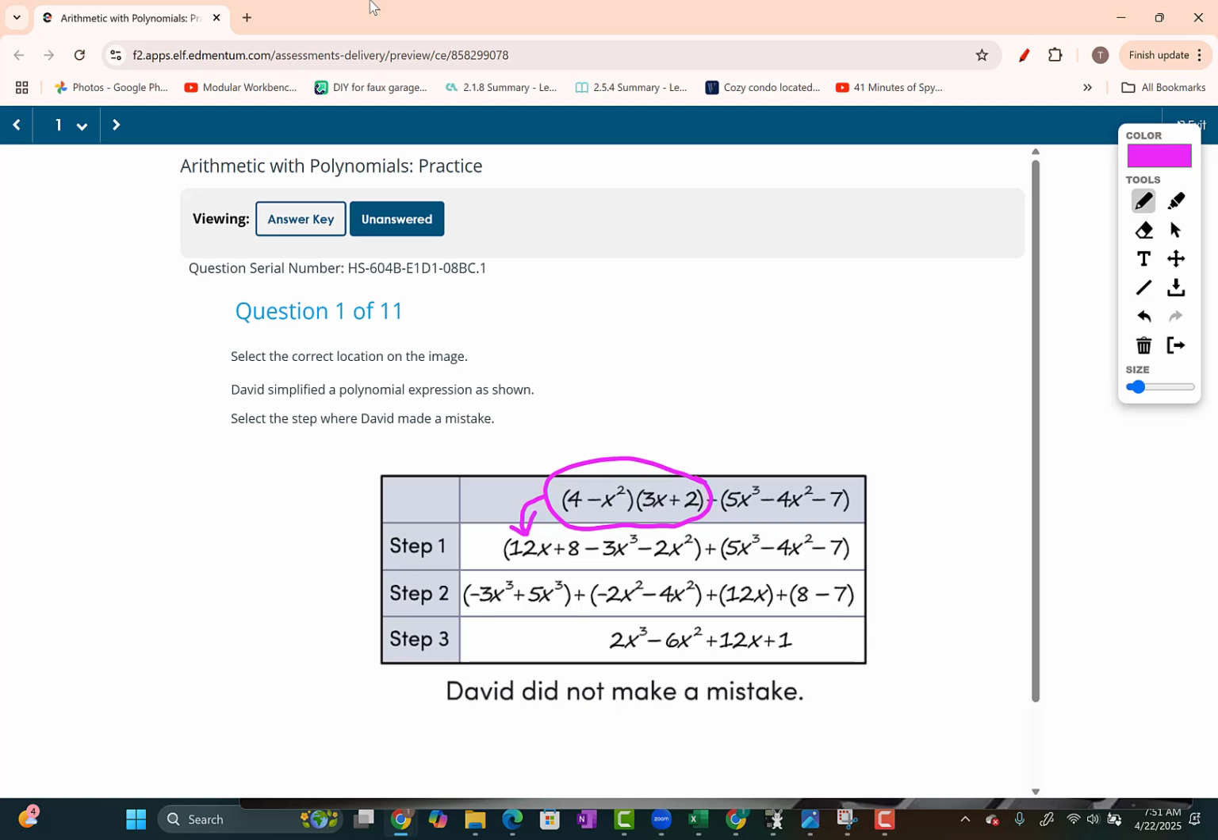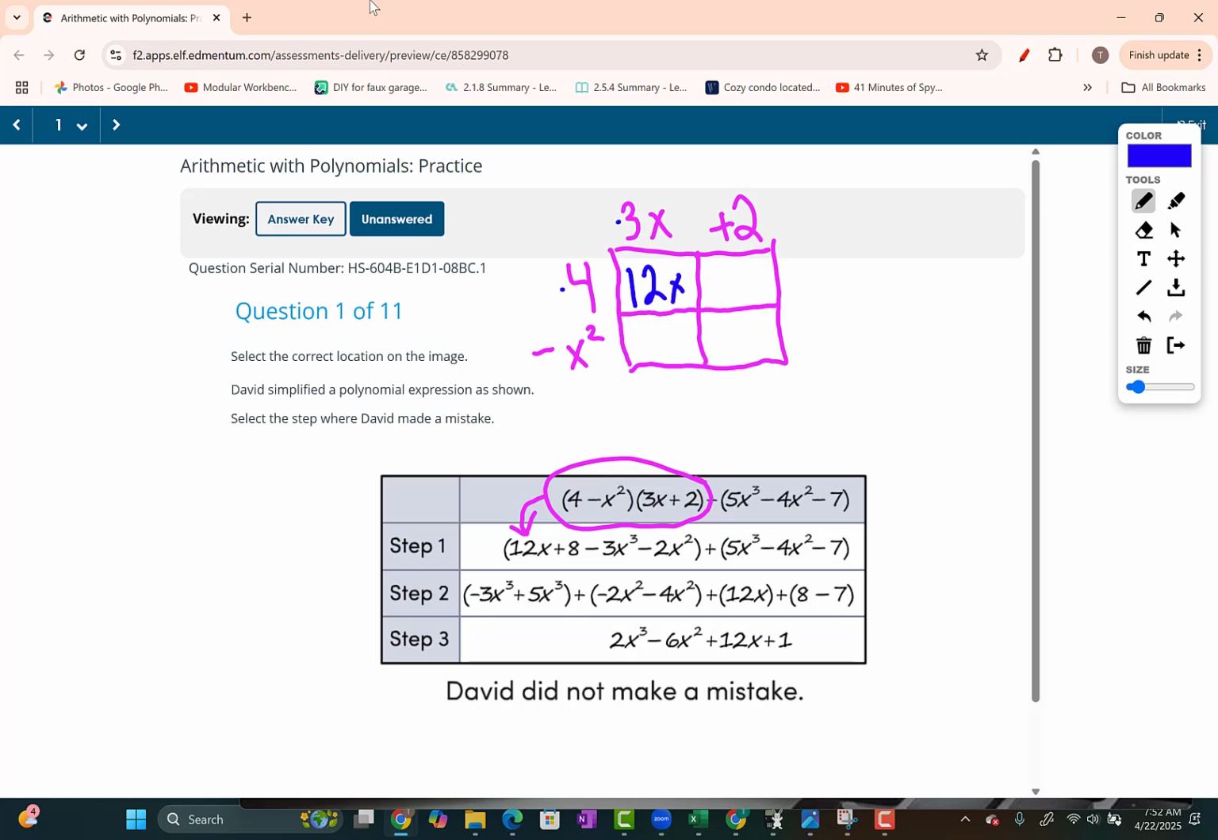So typically when I multiply, especially when it's a binomial times a binomial, I like to use a Punnett square. It's the area model. It just keeps things nice and organized. So 4 minus x squared can go down one side of the box. Doesn't matter which side. And 3x plus 2 to the other. And then let's multiply. Let's start by 4 times 3x.